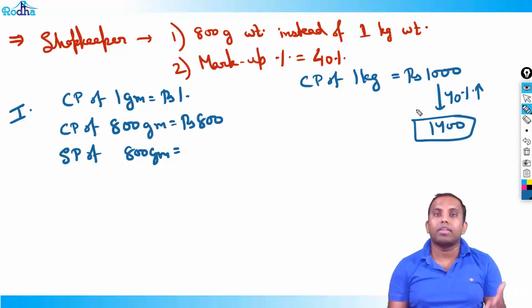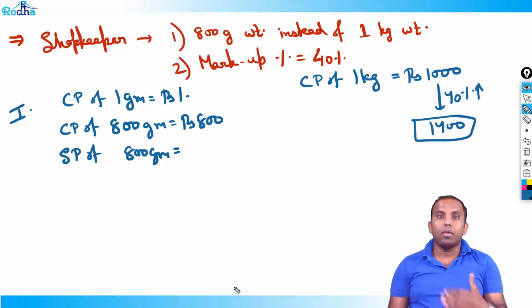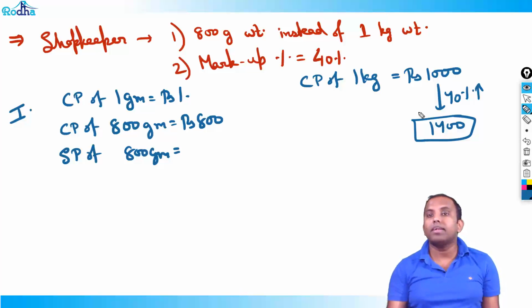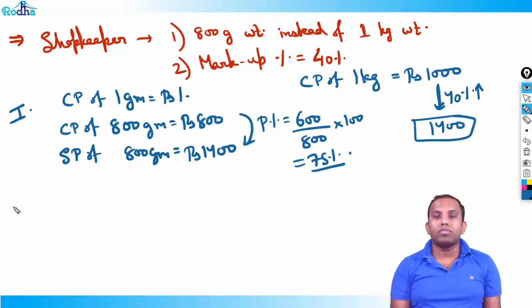We saw in the last case that the customer would pay him 1000 rupees if he's selling at cost price. But he's not selling at cost price, he's selling at 40% above cost price, that is 1400. So he's taking rupees 1400 from us. That means what is the profit percentage here? 600 on 800 into 100. That is 75%. So the shopkeeper is making an overall profit of 75% in the transaction.